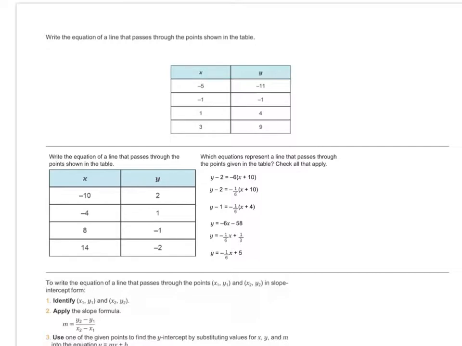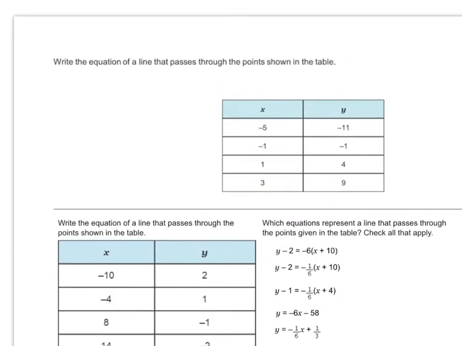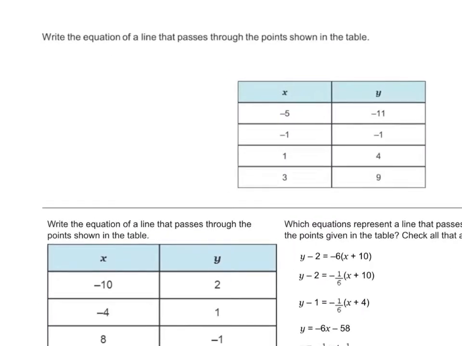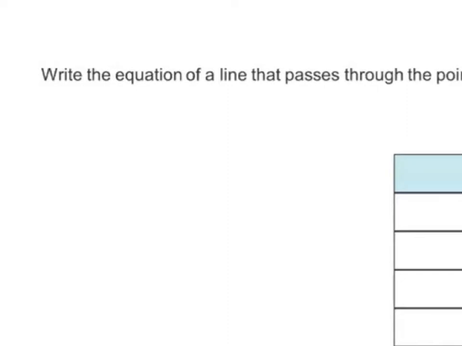Okay, and what I want to do is just jump right in and continue what we were doing. We want to write the equation of a line that passes through the points in the table. So remember, the first thing that we need is a slope, m. Let me zoom in here real quick. We need to find out what m is, and remember, we use the formula y2 minus y1 over x2 minus x1.